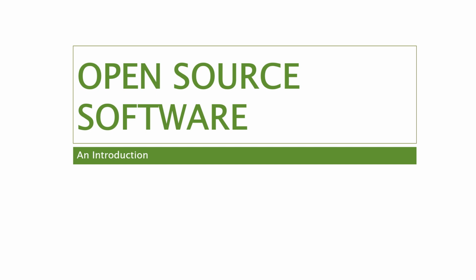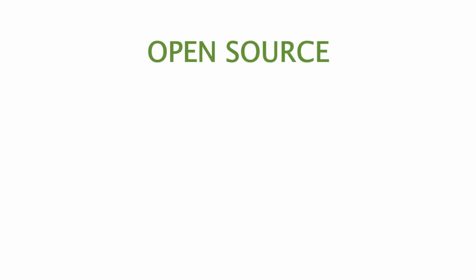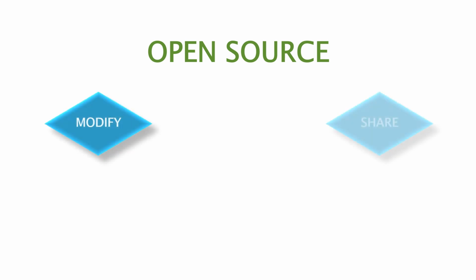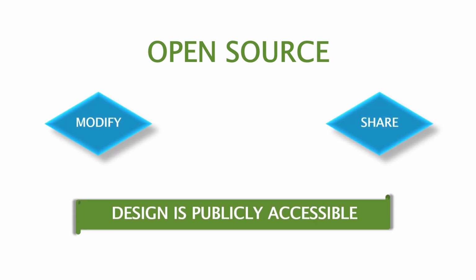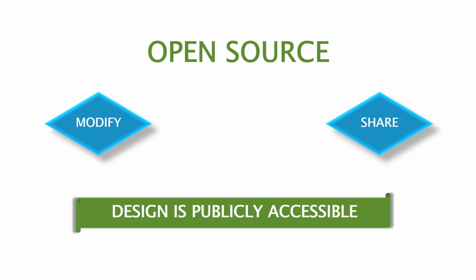Open source software, an introduction. Before we begin, let us discuss what is meant by the term open source. The term open source refers to something people can modify and share because its design is publicly accessible. The term originated in the context of software development to designate a specific approach to creating computer programs.